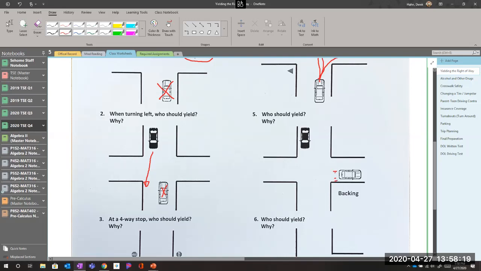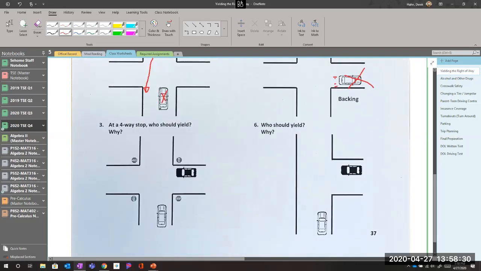Okay. This car's backing. Anytime you back, you have to yield. And that won't be in the right of way. It's in a different section about backing. But when you see the bullets, you'll get to see those.